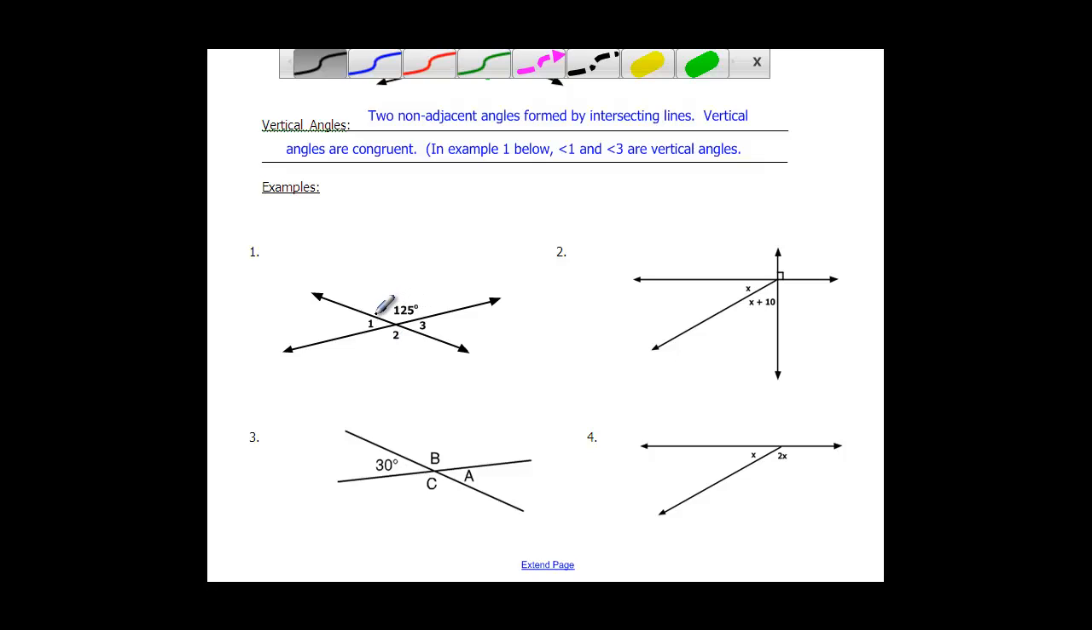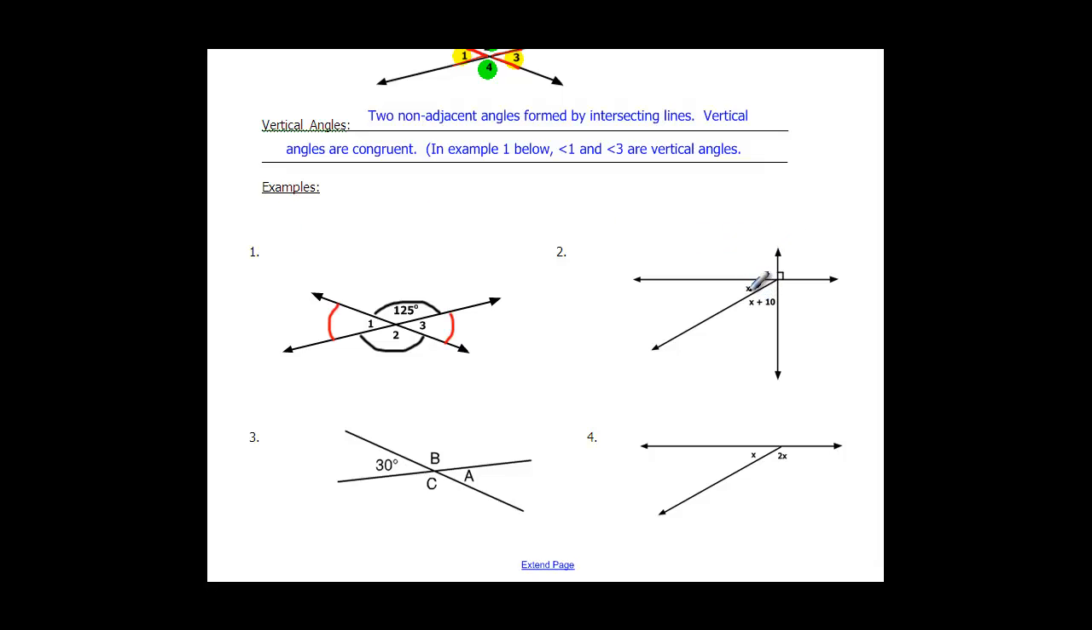Well, if this is 125, I can start with the vertical angle or I can start with the linear pair. I could either say I know that 2 has to be also 125, or I could say that I know that 125 plus this angle equals 180. So 180 minus 125 would give you the missing angle measure, which coincidentally is also equal to this angle measure. So you should be able to find all missing angles in that picture.